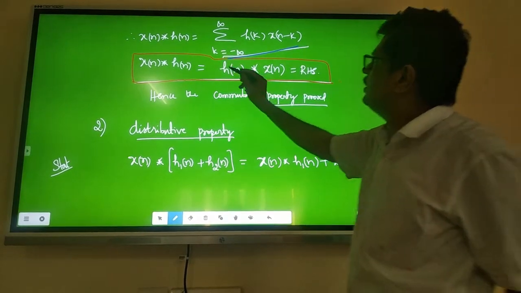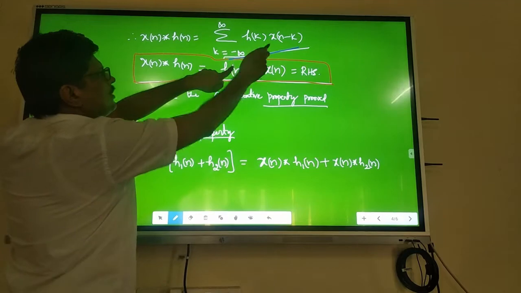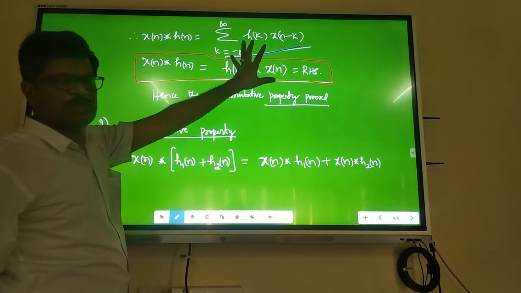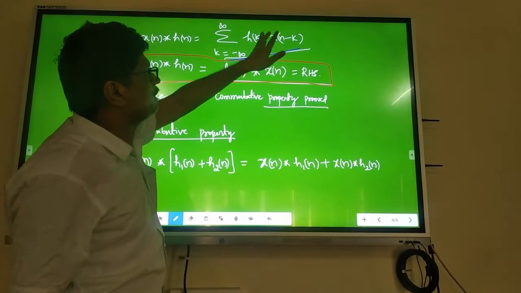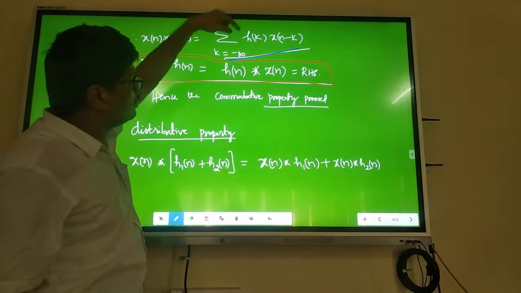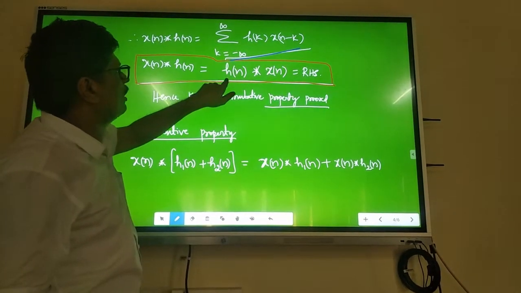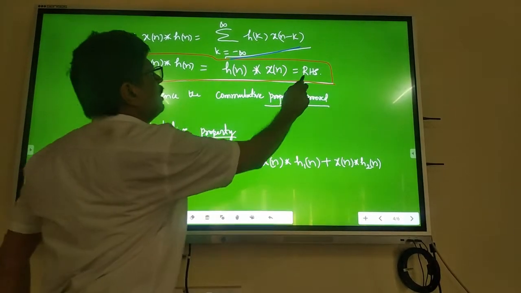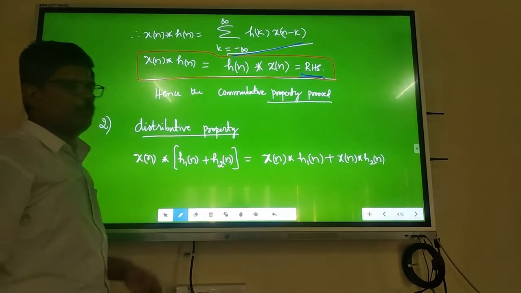This is the standard equation of h of n convolution with x of n. Your standard convolution equation, where h of k comes first. Earlier it was x of k into h of n minus k, that is x of n into h of n. Here h of k comes first, therefore h of n into x of n, which is nothing but the RHS. That's the proof. Hence the commutative property is proved.